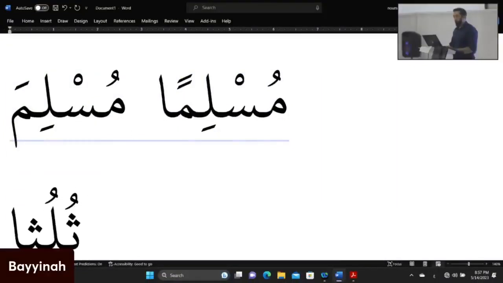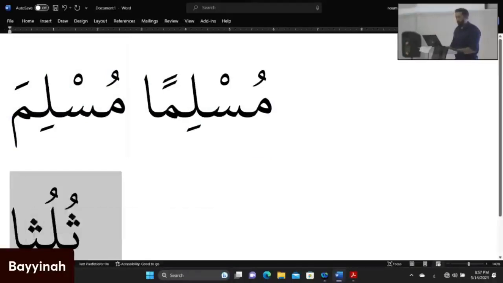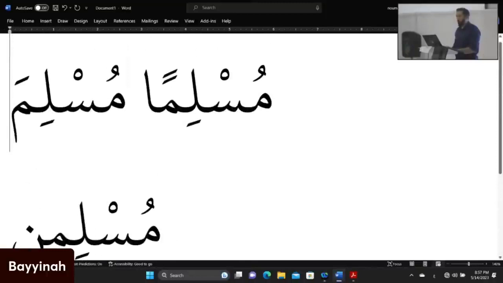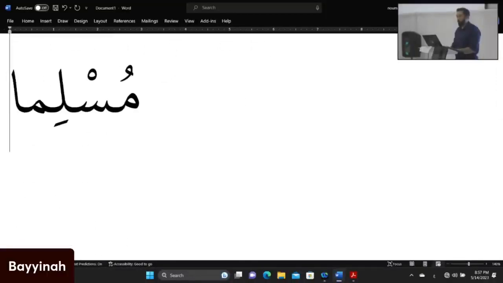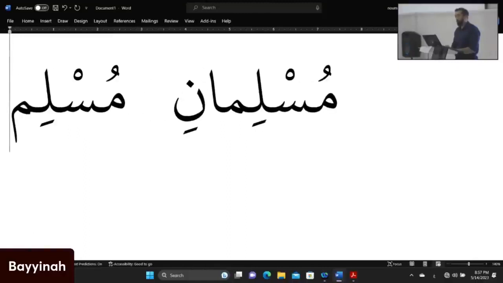thulutha. So if you're saying it's light, it shouldn't actually have the alif, but it does, which means it must not be the light version of thuluthan. It must be something else. Now let's try this. Muslimani. Sorry, I mistyped. Muslimani. What's the light version? Muslimani. What do you do to make it light?